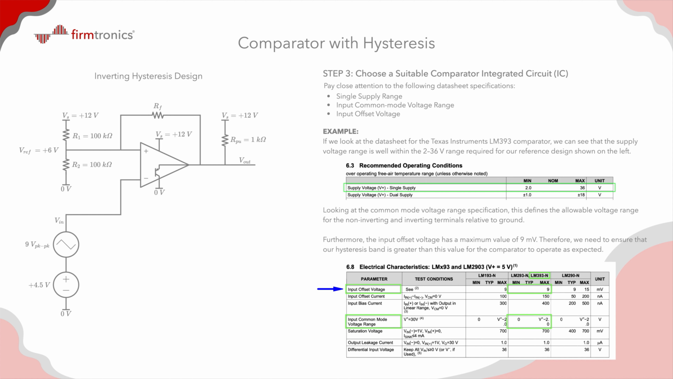Furthermore, the input offset voltage has a maximum of 9 mV in the datasheet. Therefore, when designing our comparator with hysteresis circuit, we need to ensure that our hysteresis band is greater than this value for the comparator to operate as expected.